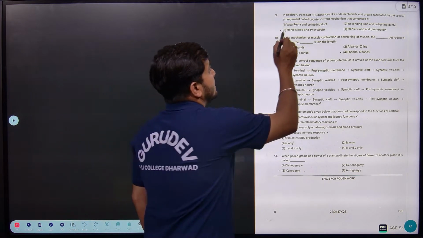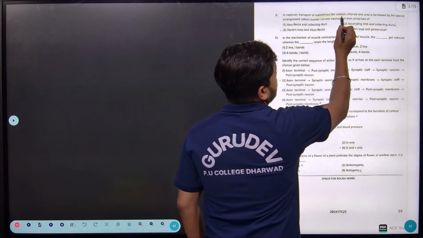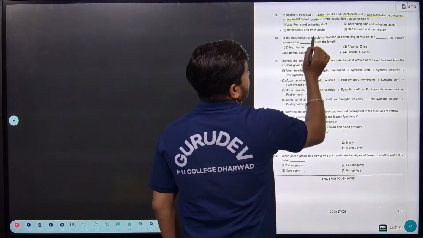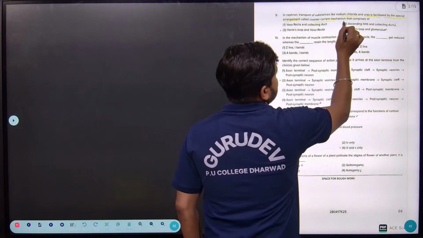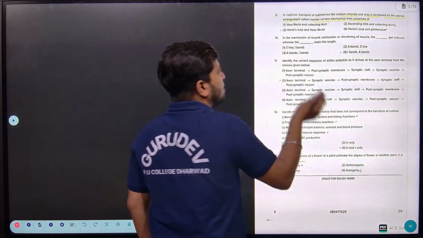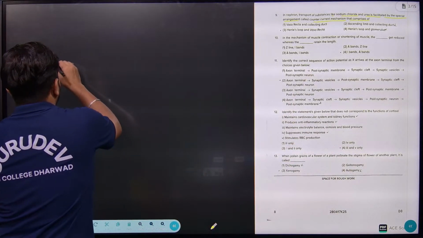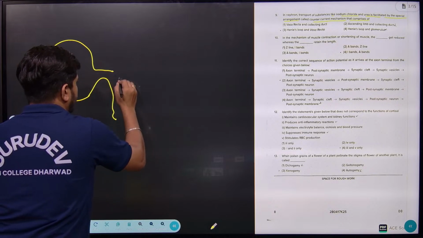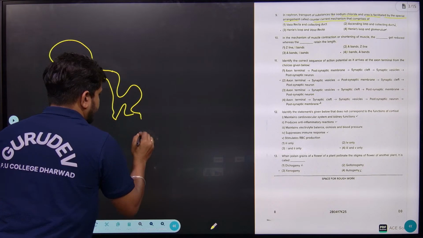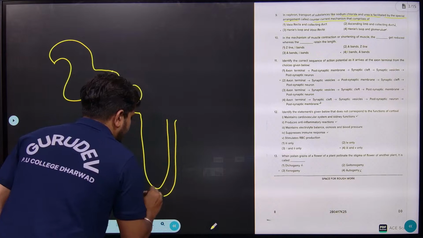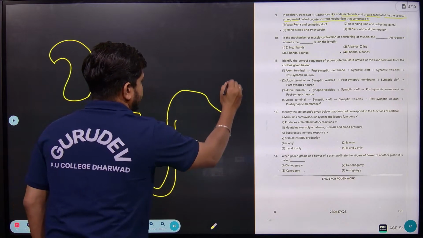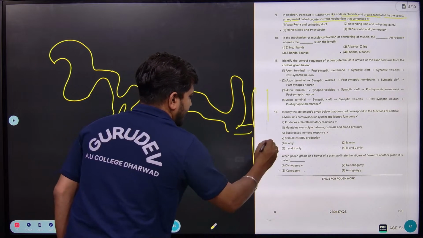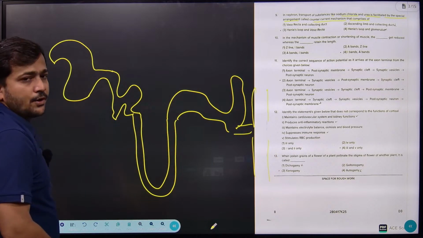What they are saying here: the transport of substances like sodium chloride and urea in the nephron is facilitated by a special arrangement called the counter current mechanism. What we know is that with respect to the glomerular filter, we find the PCT, and with respect to the Henle's loop, then we have the DCT. Lastly, we have the collecting duct. That is the structure of the nephron.